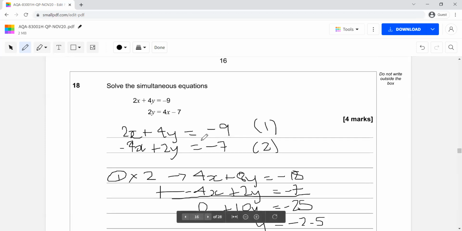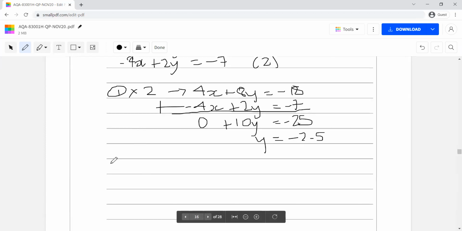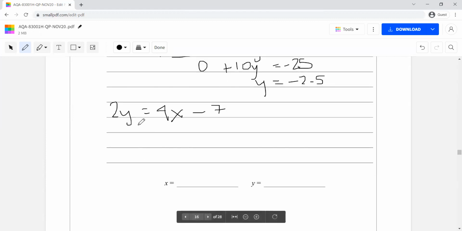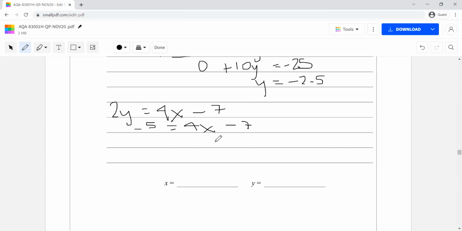Now rearrange and substitute to find x. So 2y is equal to 4x minus 7. So substitute y in, so you get minus 5 here is equal to 4x minus 7. So 4x must equal then to the value of 2. So x is equal to half. And that's how you do this. X is half, 0.5, and y is minus 2.5.